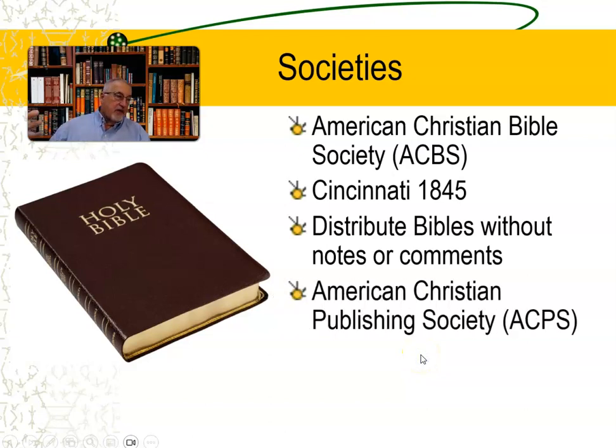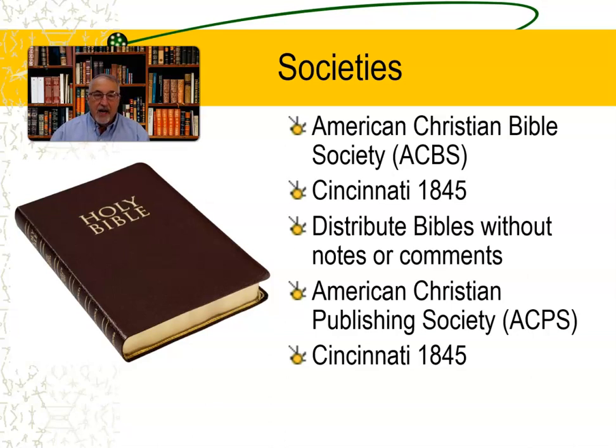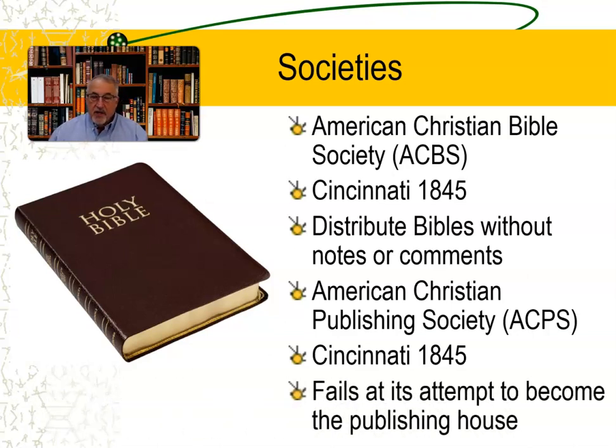Now, of course, while you're kind of in the business of printing, well, it kind of makes sense to begin to explore the American Christian Publishing Society, which would handle publishing things besides just Bibles. These could be commentaries or other things to help people study the Bible. And they could be printed up, pamphlets and books and so forth. That starts at the same time in Cincinnati in 1845. And the idea here is it would become the publishing house, the place where things were published for the entire group of churches. Well, it fails at its attempt to become a publishing house.